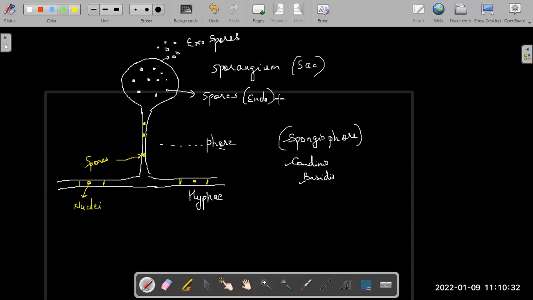Okay, so these spores, endospores, but they're produced in the sporangium, no? So I can also call them as what? Sporangiospores. You got it? Spores are the reproductive structures. These are actually the reproductive structures, because when they fall on some other substratum, any medium, they again start growing.